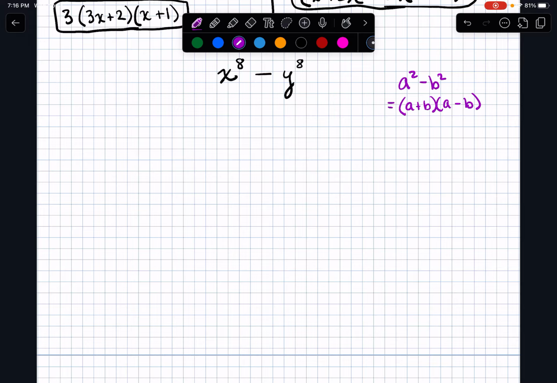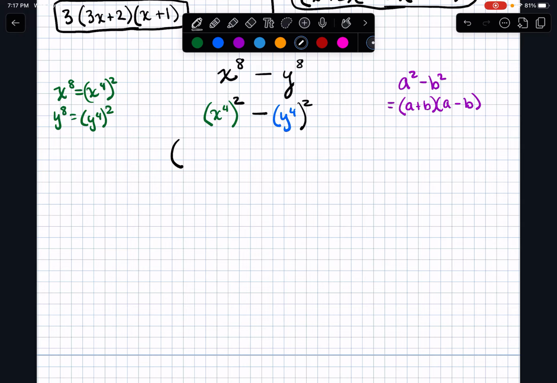So recall that x to the 8th is the same as x to the 4th squared. Y to the 8th is the same as y to the 4th squared. So we can rewrite this. Even if I'm not using my u's, I could use the same idea. I could say, okay, this is like x to the 4th squared minus y to the 4th squared. Then I can apply my difference of squares formula from the purple.